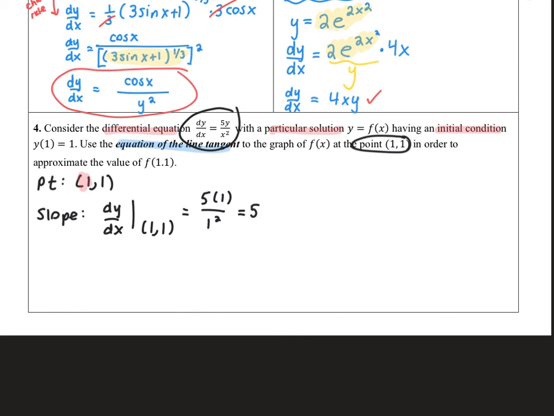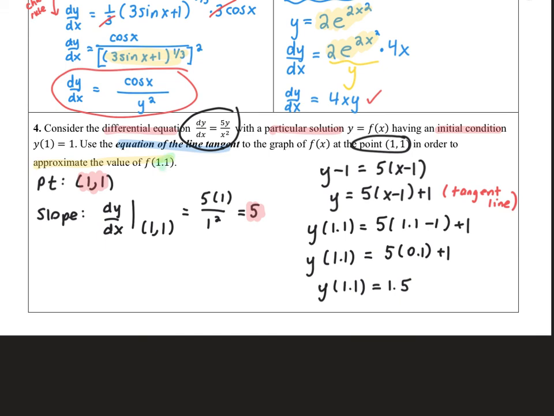And once I have my point of (1, 1) and my slope of 5, I write my tangent line equation. Then it's asking me to use this tangent line equation to approximate f of 1.1. So this goes back to the linear approximations that we had done previously. And plugging my 1.1 into my tangent line equation and then doing those calculations gives me a linear approximation of 1.5.